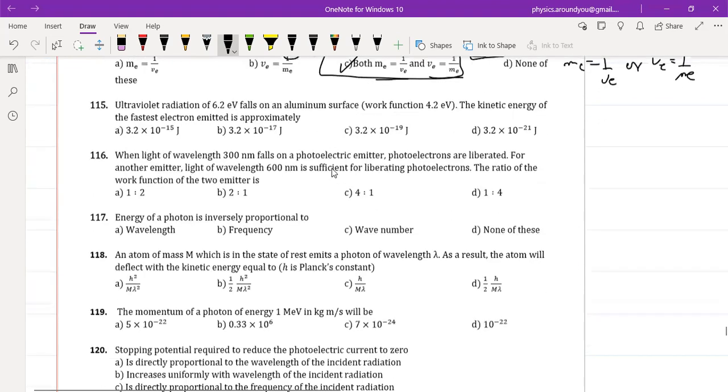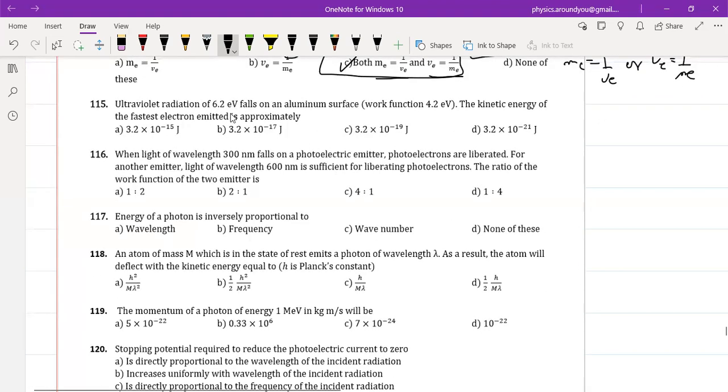Question number 115. In 115, the energy of the UV radiation is given. Work function is also given. They're asking for the kinetic energy. Well, it is expressed in joules.